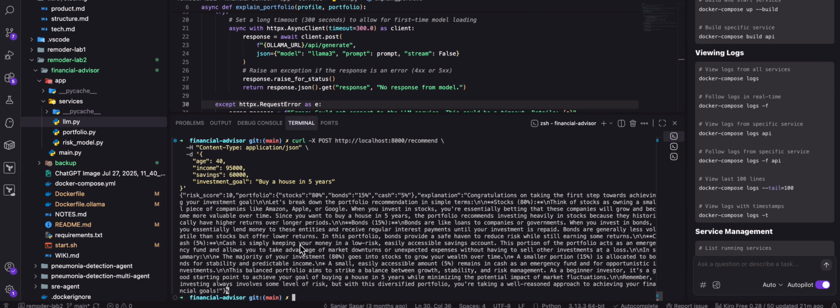Everybody, we're back for part 6. So what we did is we sent this curl command and we got this JSON output. We gave our financial advisor a question with all these details. Let's say I put age 40.